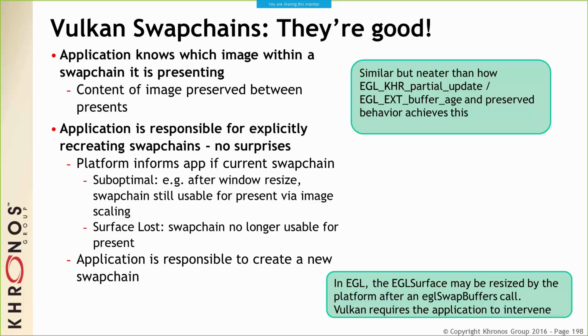This is different again from how EGL does things. So in EGL, the platform, after you call swap buffers, can say, oh, by the way, your surface has changed size, just to let you know after the fact, and does scaling or cropping to deal with it. In Vulkan, you, the application, are responsible for dealing with that. You will be notified, and I will go through how that's done in a second, but you need to recreate the swap chain, or you need to deal with that if a resize occurs. It doesn't just happen magically and then lead to some painful orientation changes and resize behavior.